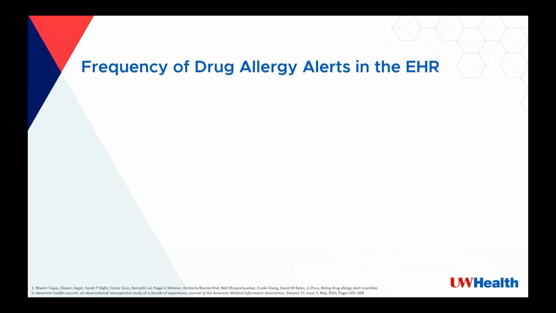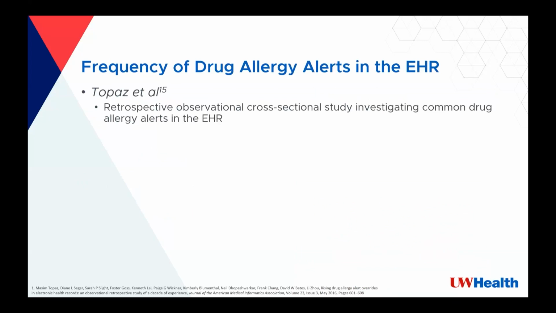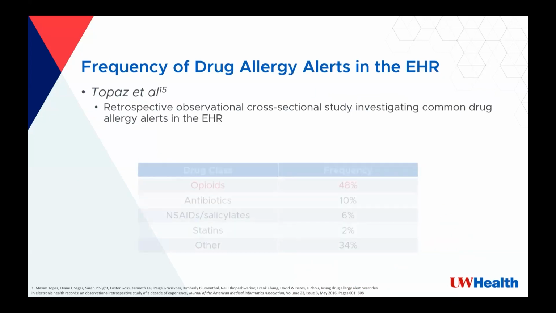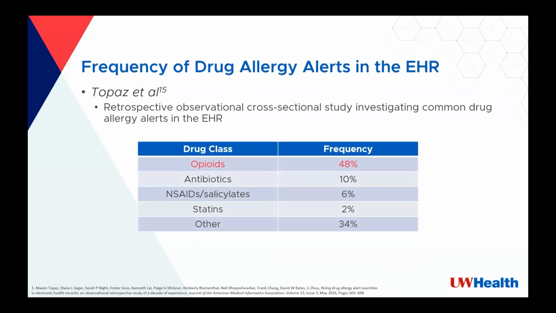All right, so here I want to highlight the frequency of drug allergy alerts in the EHR. Topaz et al. investigated common drug allergy alerts occurring in the EHR and looked at the most common drug classes associated with these alerts. Overwhelmingly, the most commonly seen drug class was opioids, coming in at 48%, with the next class behind it being antibiotics at only 10%. From this retrospective study, we can see that opioid allergies are documented for patients in their records, but are these really true allergies? Next, we'll start discussing the 3 different types of opioid allergies, which includes adverse drug reactions, pseudo-allergies, and then true allergies.